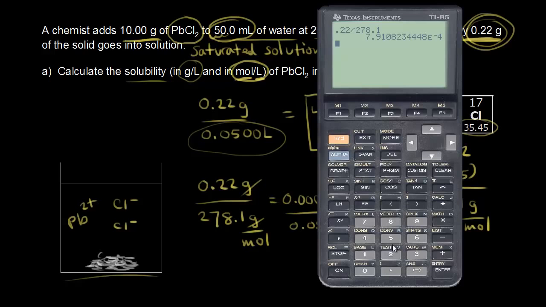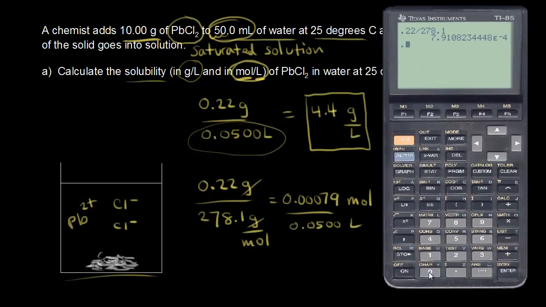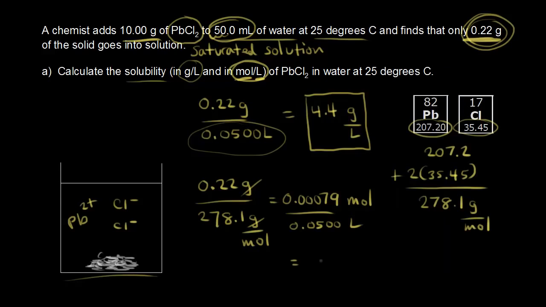We'll go ahead and use the rounded number here, so 0.00079 divided by 0.05 gives us a molar solubility of 0.0158, which I'm going to round to 0.016. So this is equal to 0.016, and this would be molar. Moles over liters is molarity. So this is the molar solubility of lead 2 chloride in water at 25 degrees Celsius. You have to make sure to specify the temperature, because obviously if you change the temperature, you change how much can dissolve in the water. So that's the idea of solubility and molar solubility.